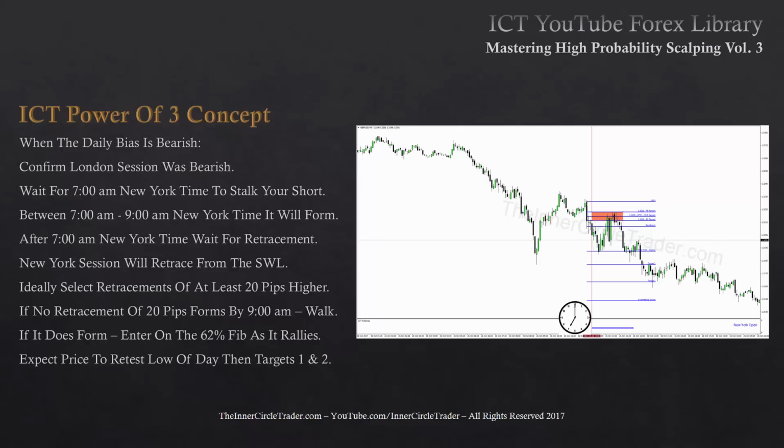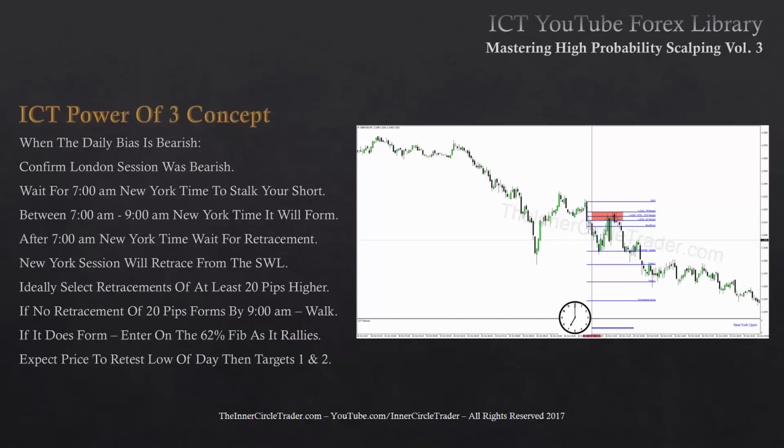And again, the vertical line delineates the 7 a.m. marker for the New York session. So immediately after that, we're going to be on watch for a retracement higher of at least 20 pips. Now, again, if you're having very strong convictions about the market being very bearish, you can anticipate an optimal trade entry to form at 15 pips or so.